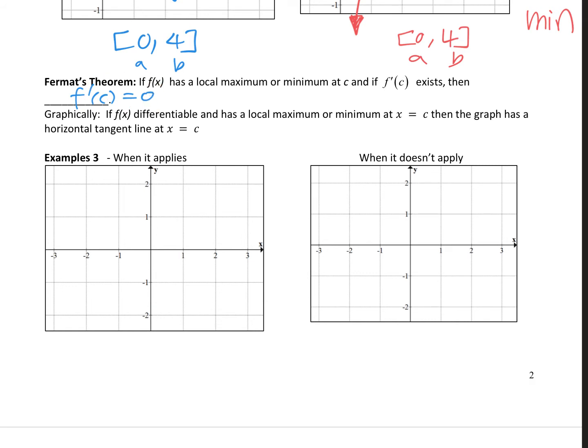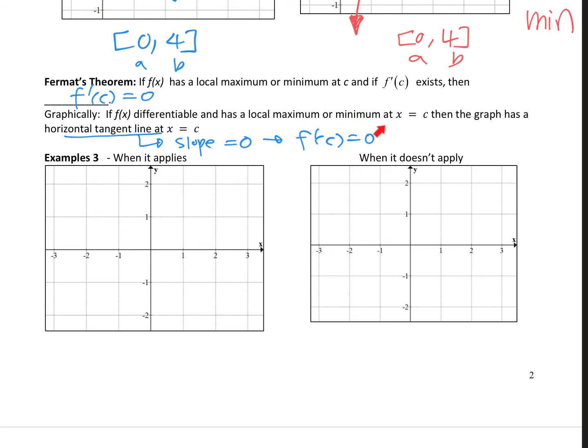So what does that mean graphically? Again, in this section, I'm going to always refer to the graph, just so that you make sure you see the connection between the graph and algebra or the derivative. If f(x) is differentiable, that means there's a derivative, right? And it has a local max or min at x equals c, then the graph has to have a horizontal tangent line, right? The reason is that a horizontal tangent line means the slope is equal to 0. That means f prime of c is equal to 0.